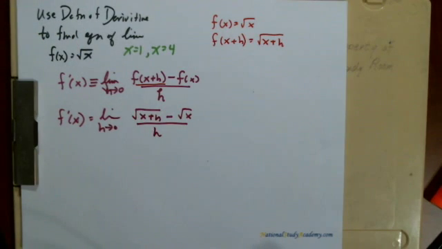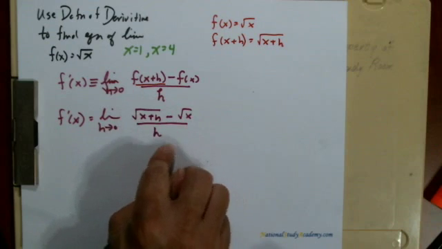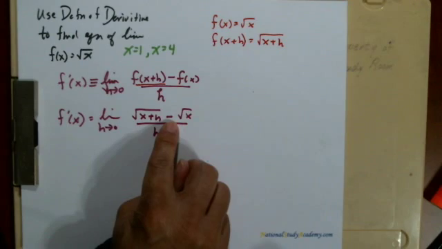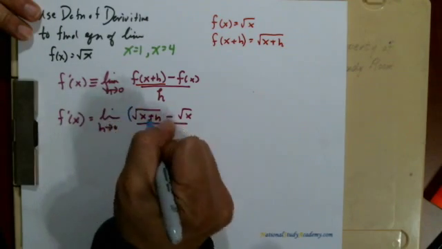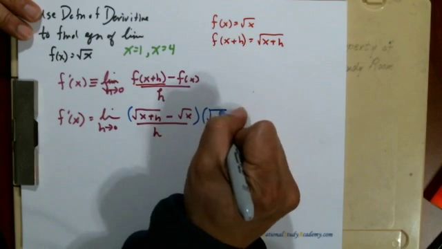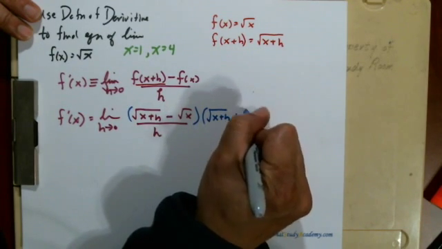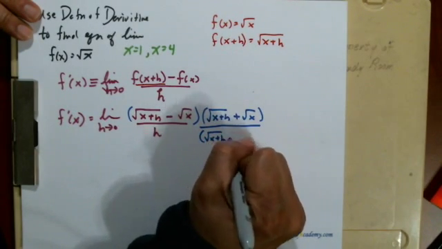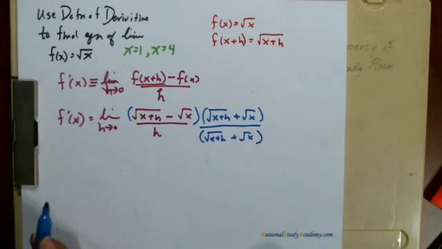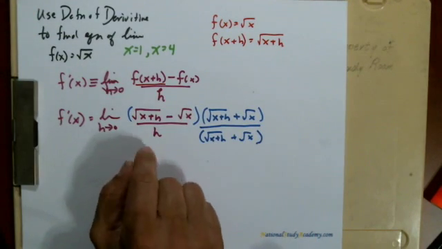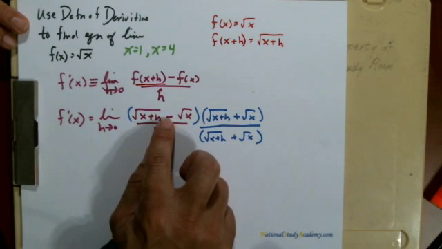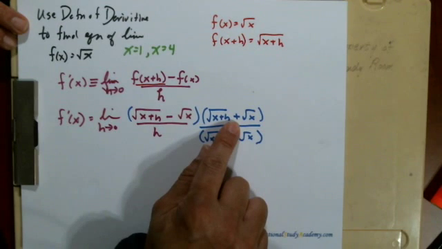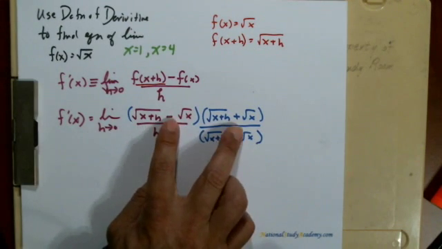So what's going on? We have to manipulate this portion a little bit. I have to multiply by what is called the conjugate. That's the key. I multiply the top and bottom by the square root of x plus h plus the square root of x. A conjugate is the same thing, except the minus is a plus. If this was a plus, the conjugate would just turn it into a minus.